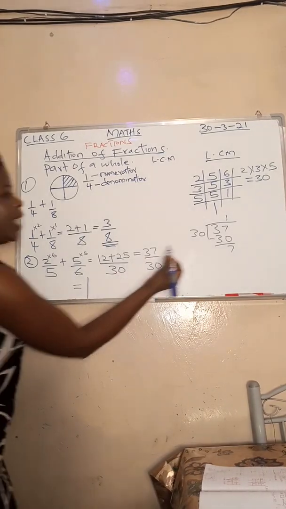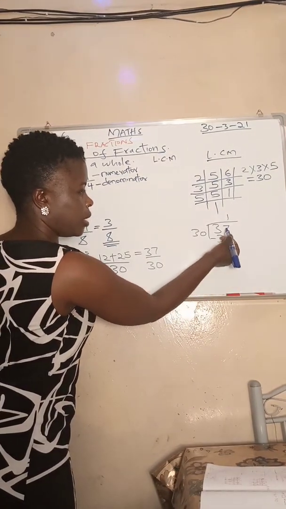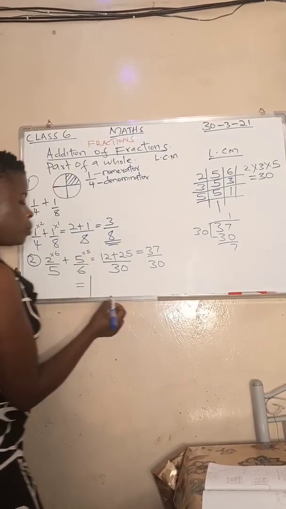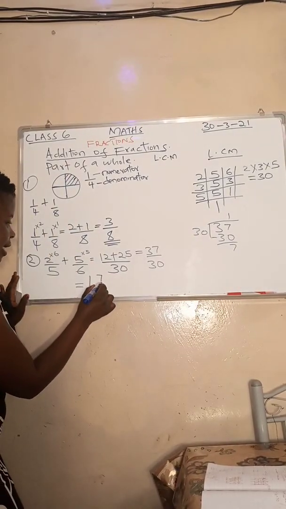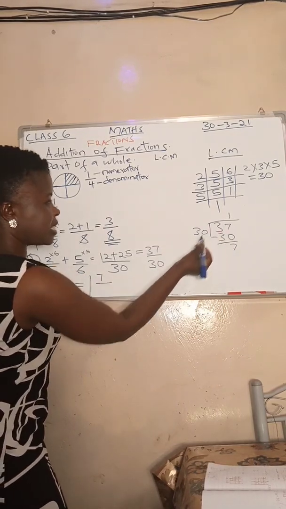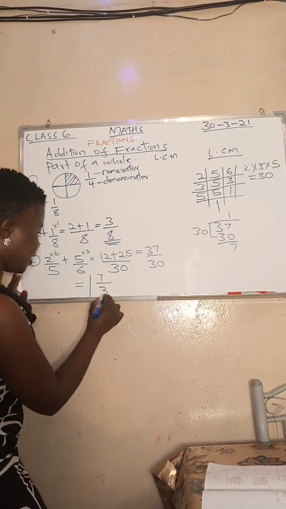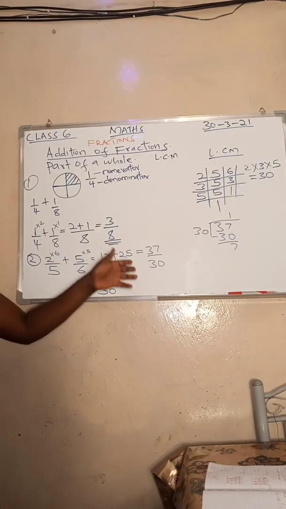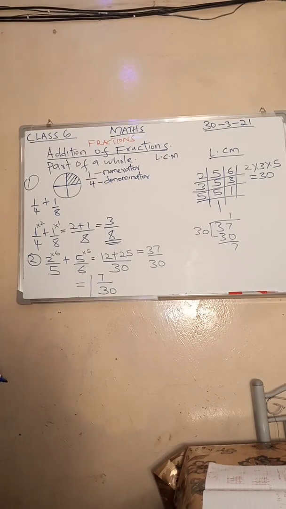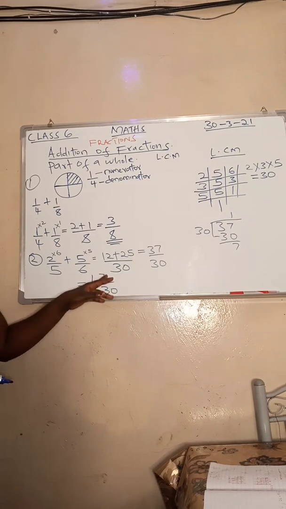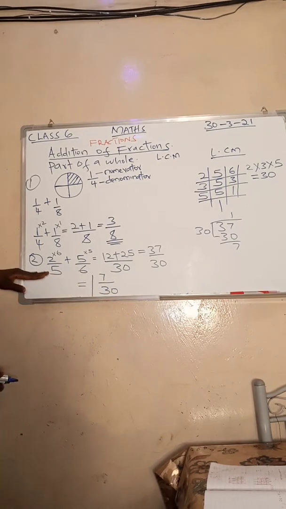Okay? Then the number that you get after taking away this 7 now becomes the numerator, and we put that. And this number that we used to divide 37 becomes our denominator. So our answer is 1 and 7 over 30. Okay? 1 and 7 over 30. So that is our answer for 2 over 5 if you add to 5 over 6.